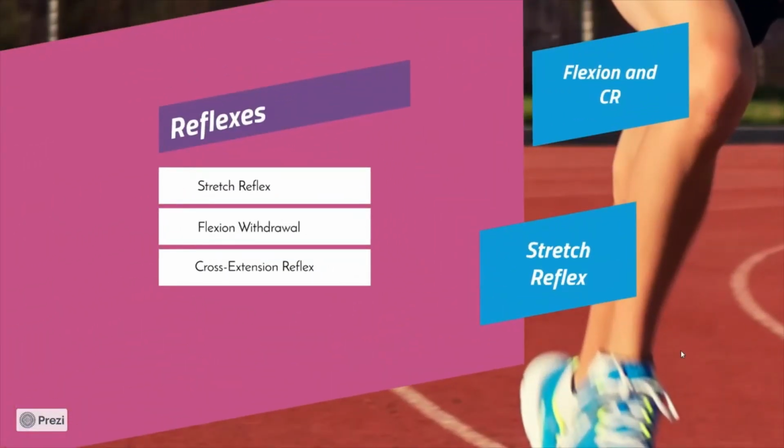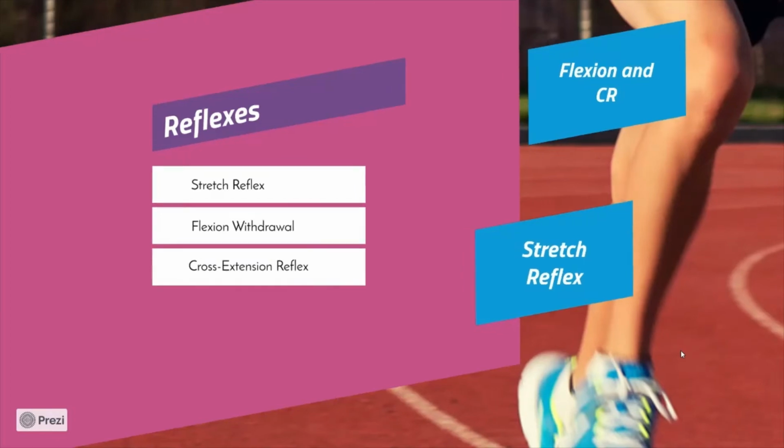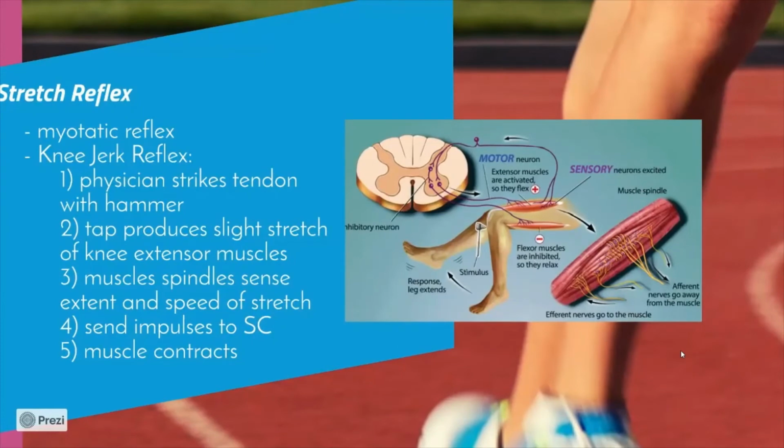Reflexes. Reflexes are fixed automated responses to certain stimuli. Let's talk about stretch reflex first. Stretch reflex is a myotatic reflex. An example of stretch reflex is the knee-jerk reflex. When a physician strikes your tendon with a hammer, the tap produces slight stretch of the knee extensor muscles. The muscle spindles sense the extent and the speed of the stretch. They send impulses to the spinal cord and the muscle contracts.